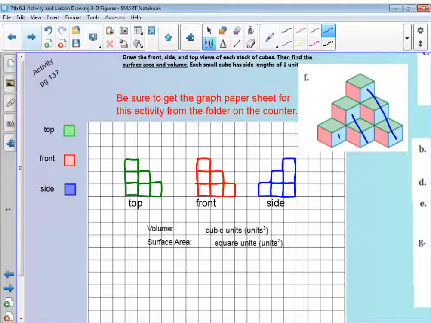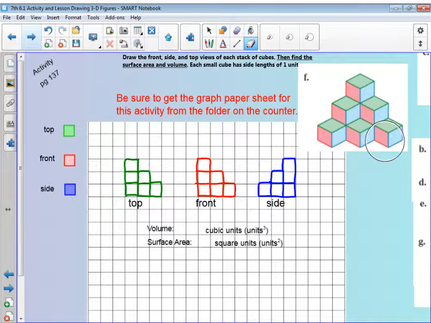Okay, so now if I go through and I do my volume, this one's a little bit tricky. You have to realize that you are actually not seeing all of your blocks here. So I'm going to go ahead and mark on here. In this stack right here, I would have 1 block. And I'm going to mark on the top of each one. In this stack, I have 1, and in this stack, I have 1.